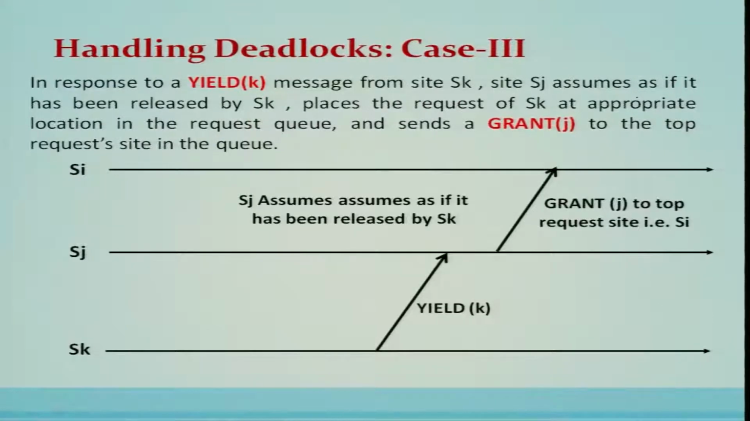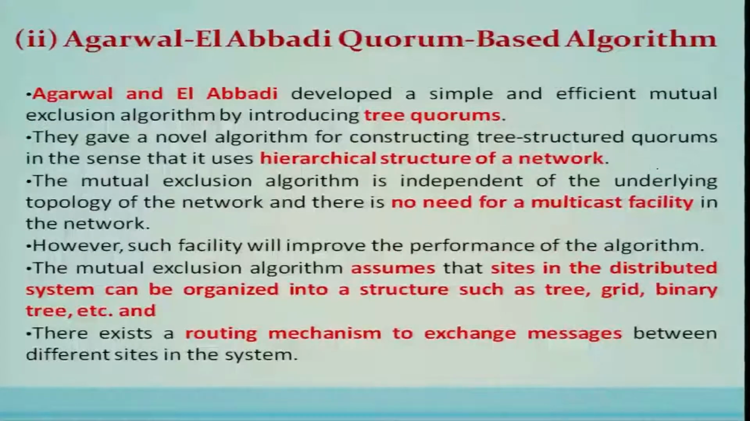After receiving the yield message from Sk, site Sj will assume that it has been released by Sk. Consequently, site Sj will send a grant message to the site at the top of the request queue, Si, and hence the deadlock is resolved using these 3 messages.